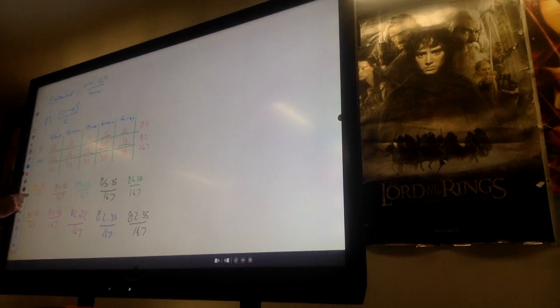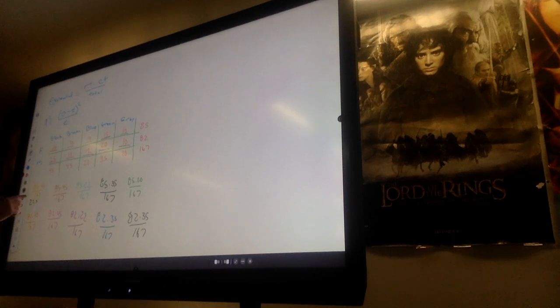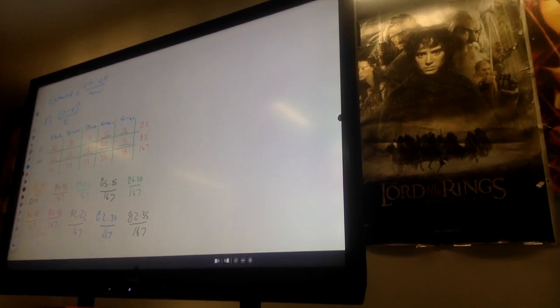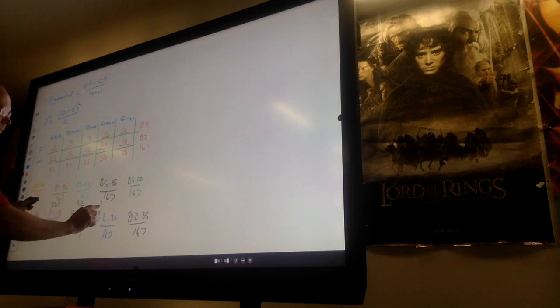All right. So this is going to give me an answer of 22.9. 85 times 45 divided by 167. That's also 22.9. I guess I could have seen that. 85 times 22 divided by 167 is 11.2. 17.8. 85 times 20 divided by 167.